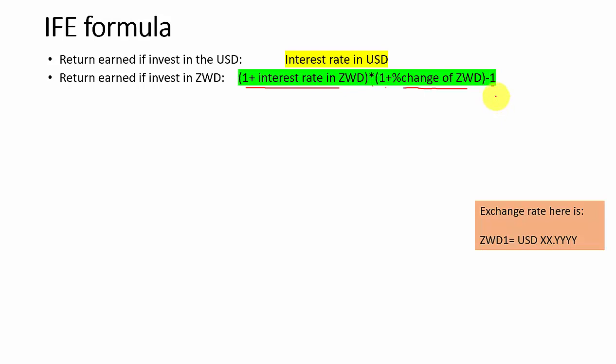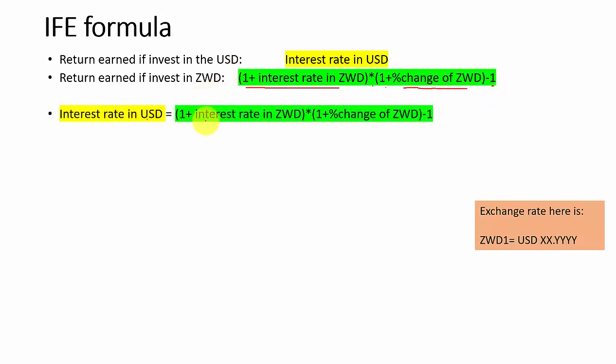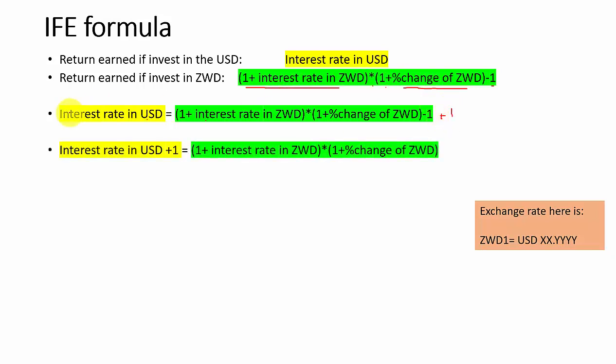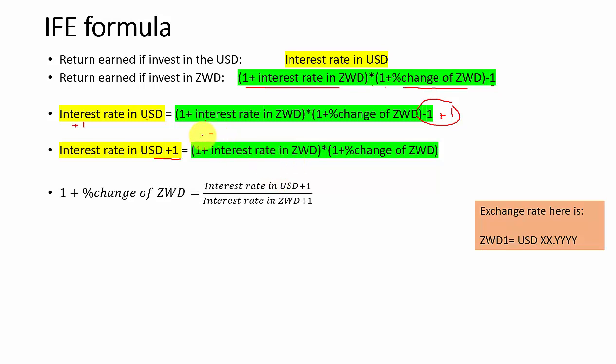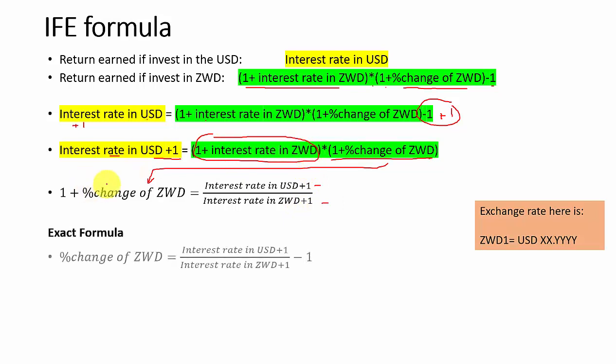Now the Fisher effect says these two returns should be the same, and therefore we have the yellow box the same as the green box. We add 1 to both sides. Right? So the left-hand side is that, and on the right-hand side, the -1 is gone. Finally, you divide both sides by that factor. So on one hand, you have that one left over. On the other hand, you have the interest rate in the US plus 1 divided by 1 plus the interest rate in Zimbabwe dollar. Okay?